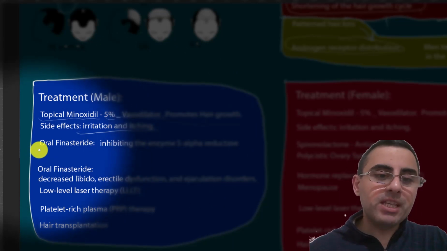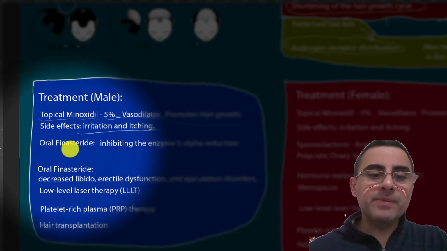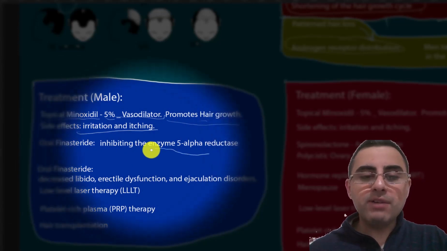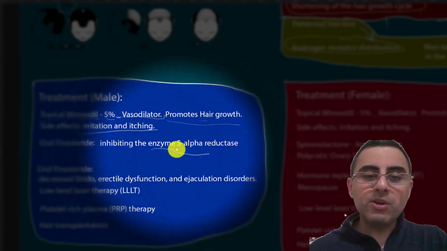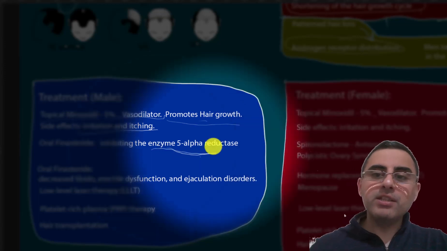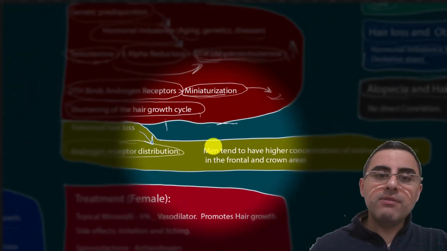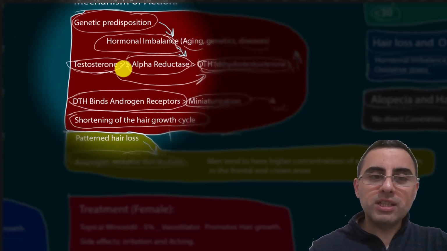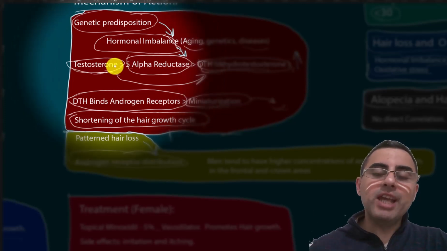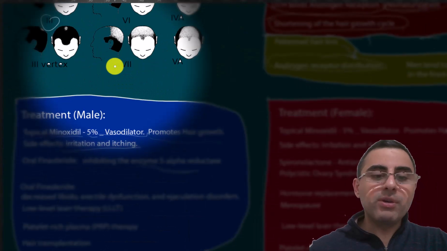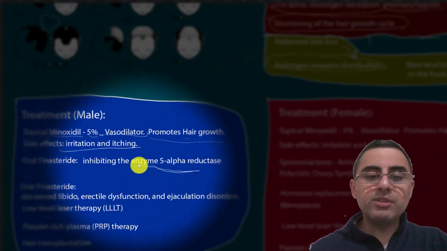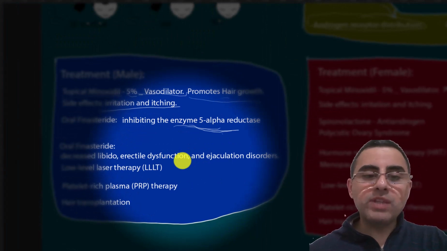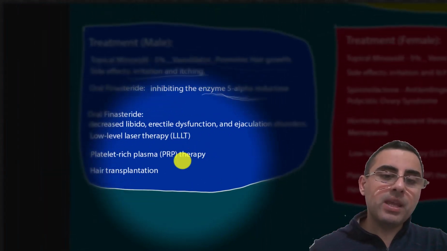Another treatment is oral finasteride. Oral finasteride inhibits enzyme 5-alpha reductase. We already talked about 5-alpha reductase. Here 5-alpha reductase is needed to convert testosterone into dihydrotestosterone. So if we inhibit 5-alpha reductase, it means we inhibit production of dihydrotestosterone.